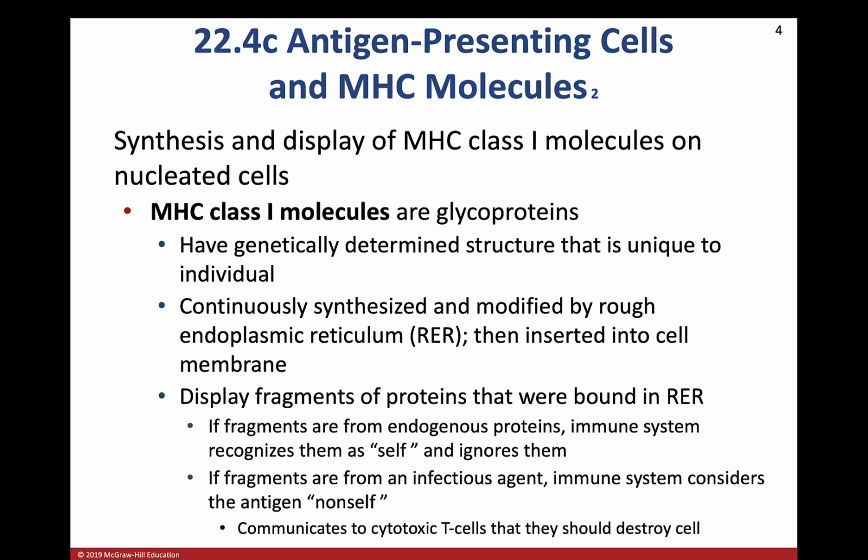If fragments are from endogenous proteins, the immune system recognizes them as self and ignores them. If fragments are from an infectious agent, the immune system considers the antigen non-self. This is communicated to cytotoxic T cells that they should destroy that cell.